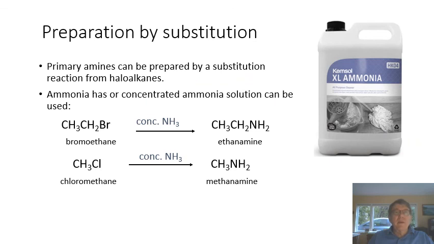How do you prepare an amine? Well, you need to start with a haloalkane. And to the haloalkane, you add concentrated ammonia. So there's 2 examples there. Bromoethane, reacting with concentrated ammonia, will form ethanamine. Chloromethane, reacting with concentrated ammonia, will make methanamine.